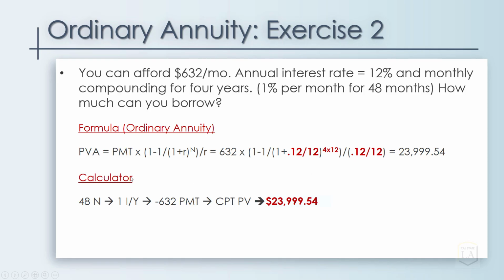And same thing with the calculator. You will not use 12% or 4 years, but in terms of the number of periods, you will have to use 48. And in terms of the interest rate, you will have to use 1. So this is the adjustment that you will need to make and use the calculator as shown here.